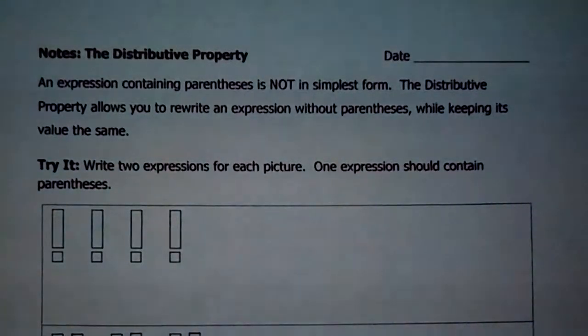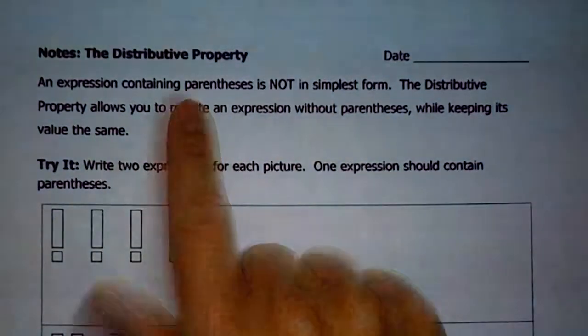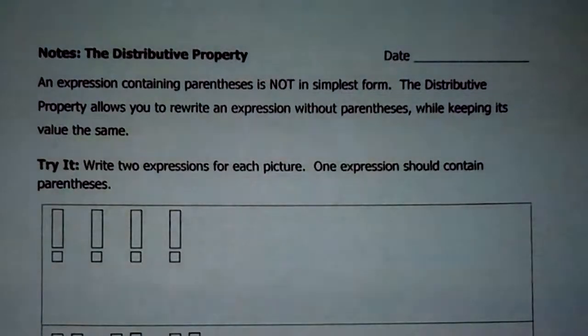Today we are going to talk all about the distributive property. And learning about this is going to help us simplify expressions because, as I said before, an expression containing parentheses is not in simplest form. So we've been simplifying expressions by combining like terms because we learned an expression is not in simplest form if it has like terms in it. An expression is also not in simplest form if it has parentheses.